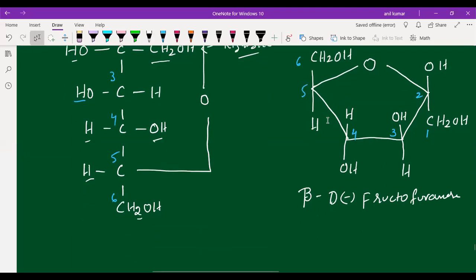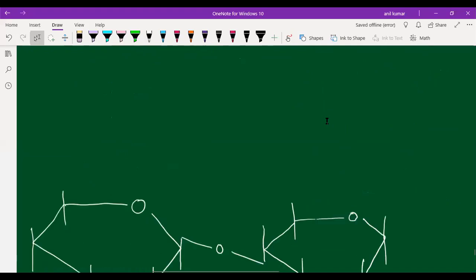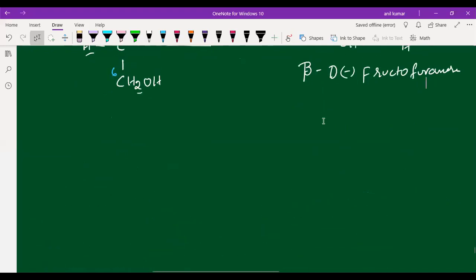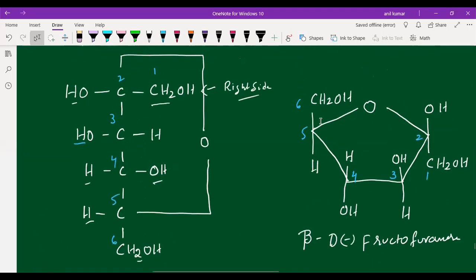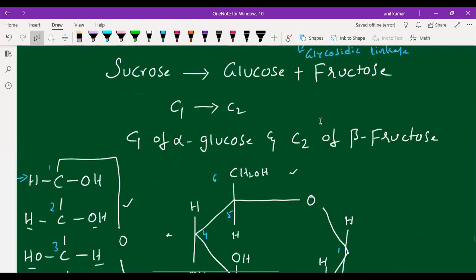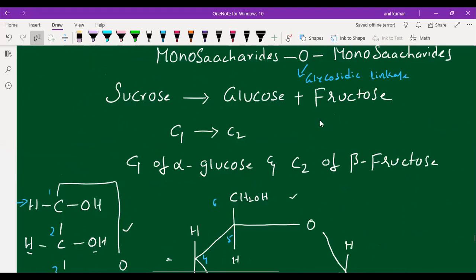Now the sucrose is the combination of alpha D-glucose and beta D-fructose. Okay, students. Now let us draw the structure of sucrose. If you want to draw the structure of sucrose, you have to take the 2 units, students. That is the glucose unit and the fructose unit. There will be the glycosidic linkage where the oxygen atoms will be attached. The oxygen atoms will be attached at C1 carbon of alpha glucose and C2 carbon of beta fructose. You can see this glycosidic linkage will be present between C1 of alpha glucose and C2 of beta fructose.